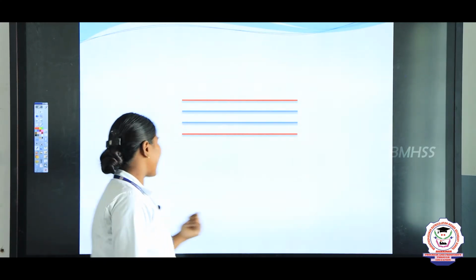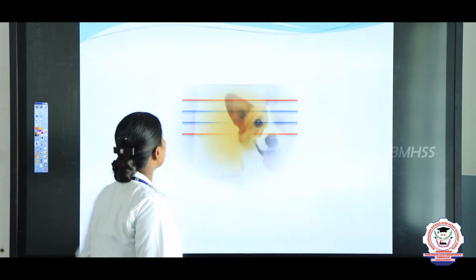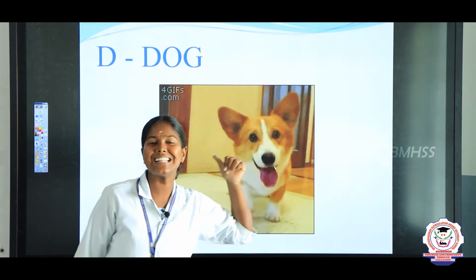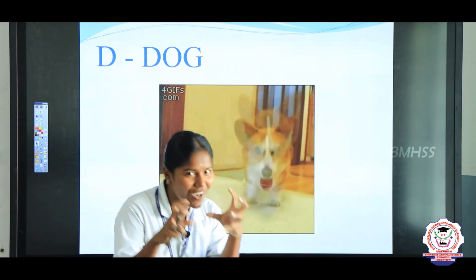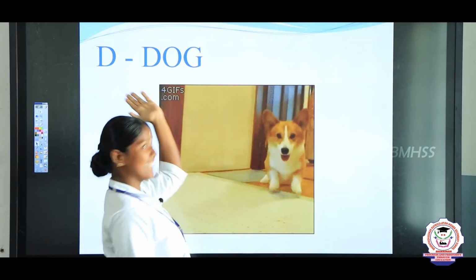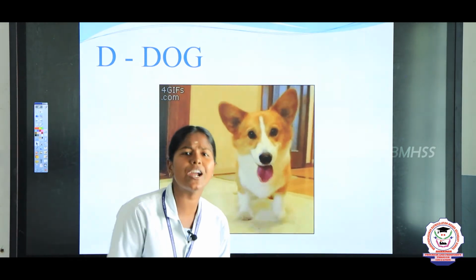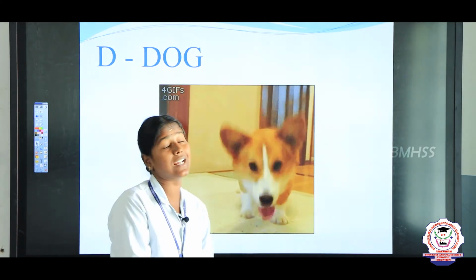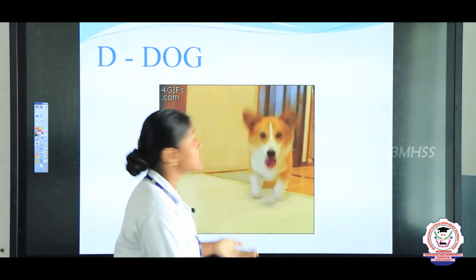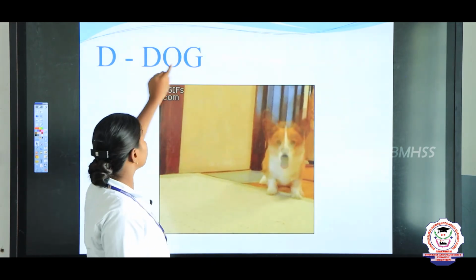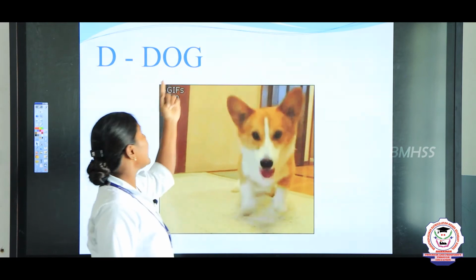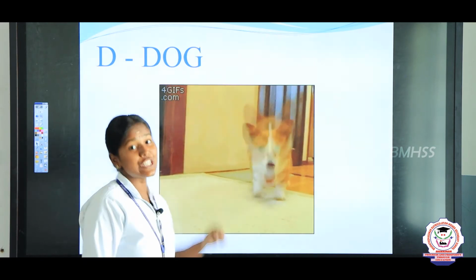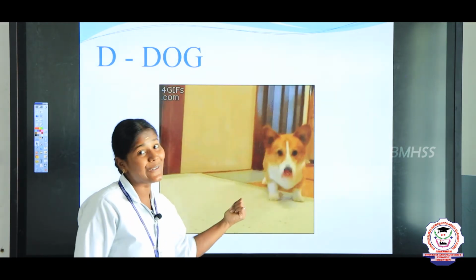And the next letter, can you tell me, Deepti? Yeah, you're correct. The next letter is D. D for dog. Dog na enna? Nai. Shall we spell it out? D O G. Dog. This is the dog.